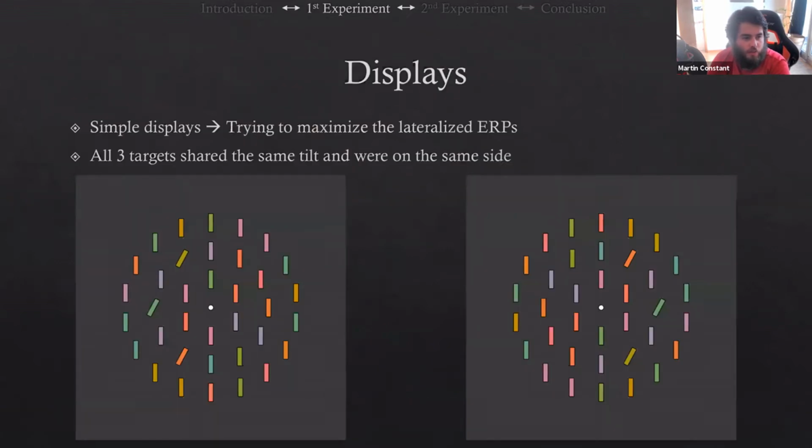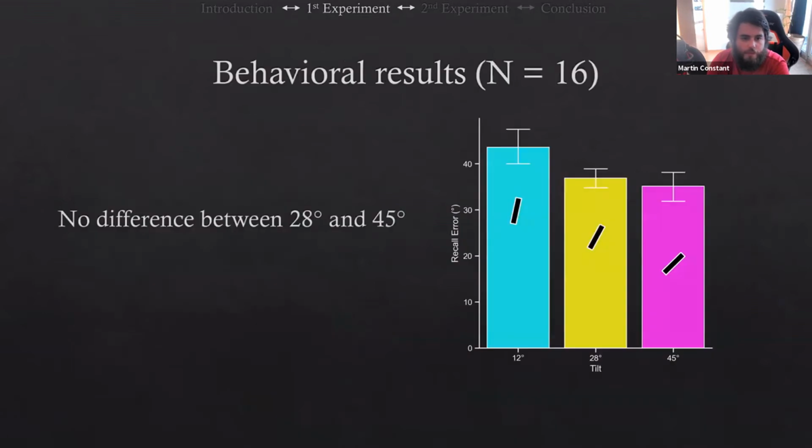In this first experiment, we used some simple displays to try and maximize the lateralized ERPs. So all 3 targets shared the same tilt, so either 12 degrees, 28 degrees, or 45 degrees, and they were always on the same side, so either left or right. So there were only 6 possible configurations, 3 tilts times 2 sides. So that's why the displays are quite simple.